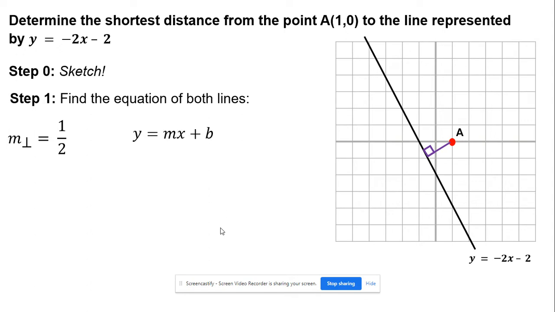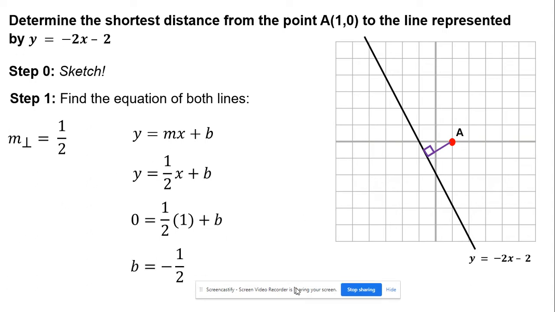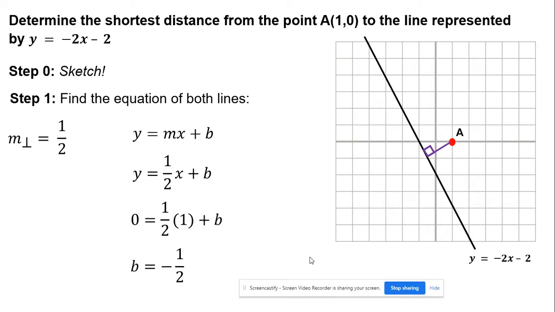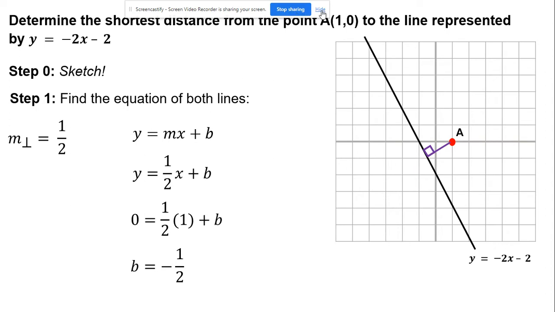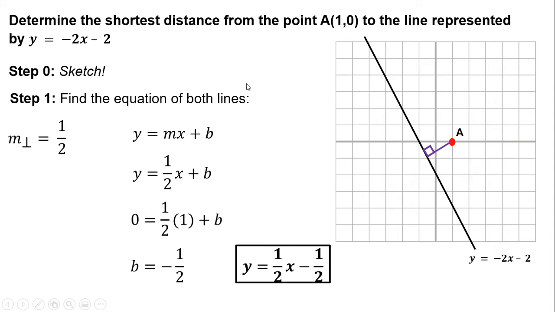I want to find the equation in the form y equals mx plus b. I already know m, 1/2, and I also know a point on that line. I know that A is (1, 0). So I can plug in those coordinates, 1 for x and 0 for y, and then solve for b. I'm going through the algebra quickly on this video; you're welcome to pause and work through it on your own. But the idea is to find an equation of the line: I need to find the slope and the y-intercept. So there I have the equation of the purple line, y equals 1/2 x minus 1/2.